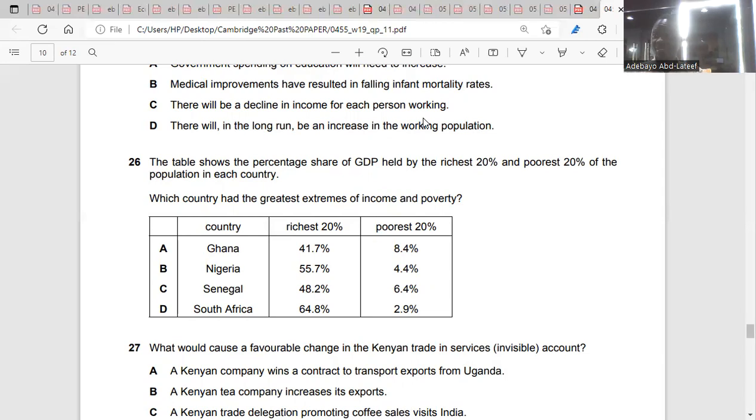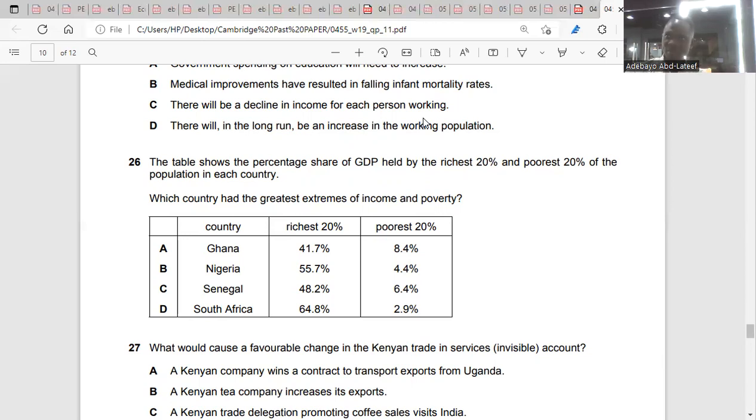Ghana. Yeah, 8.4, but the richest is 41. I think Senegal. So which country had the greatest extremes of income and poverty? What's with extreme? At the edge. You wouldn't choose South Africa. It has the richest, the highest, but that is in rich, not in poor. So the answer is A, Ghana.